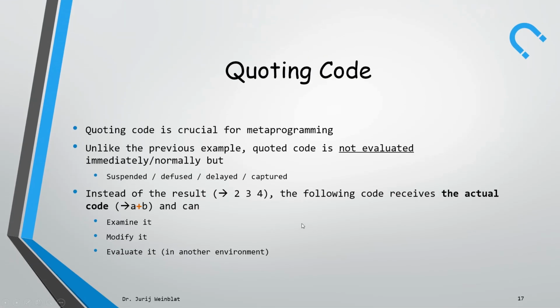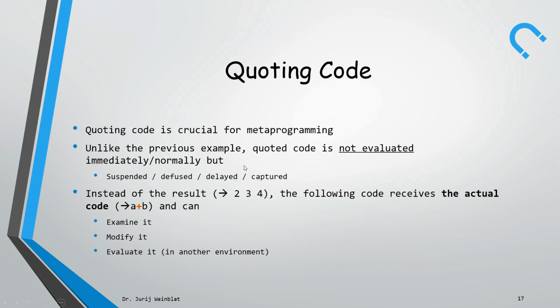So what is quoted code in contrast to that? Quoting is, first of all, a really important concept for metaprogramming or for non-standard evaluation. And unlike in the previous example, quoted code is not evaluated immediately. So you don't calculate A plus B as early as possible, but it's rather suspended, delayed or captured. I just listed different expressions for what happens inside this bracket.